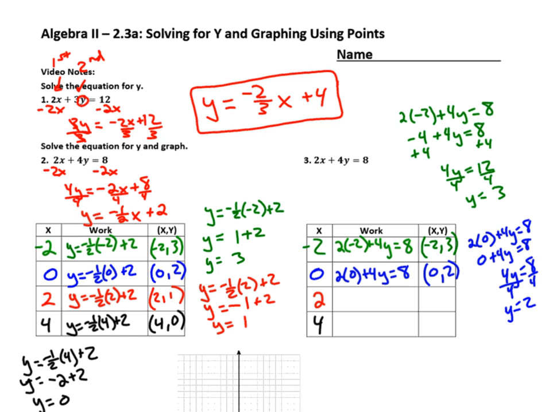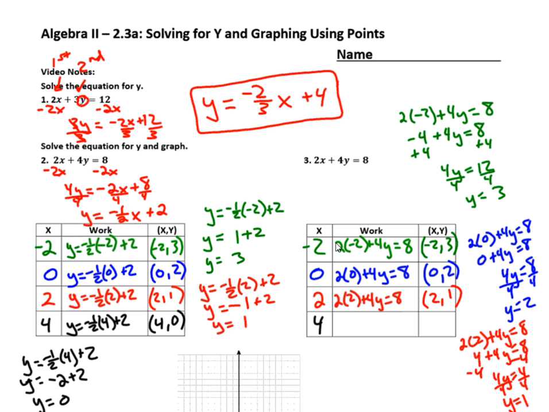Then I could go on and do the red one. So 2 times 2 plus 4y equals 8. 2 times 2 is 4 plus 4y equals 8. Subtract 4 from both sides. 4y equals 4. Divide by 4, and y is equal to 1. So I ended up with 2 comma 1.